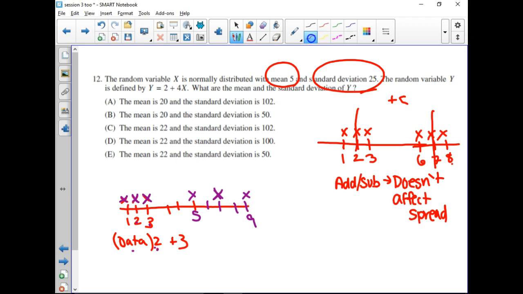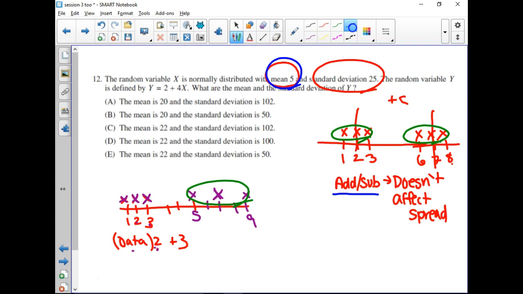So you can see here that the spread also was affected by that multiplication. The spread is affected by multiplication. It is not affected by addition. Okay, so what does that mean then? I take my mean, the mean of 5, the center's always affected. It's affected by multiplication and addition, okay? The spread is only affected by what?